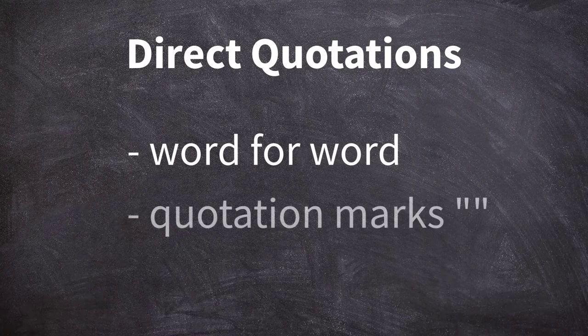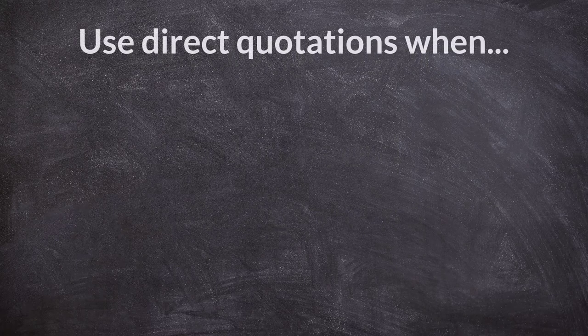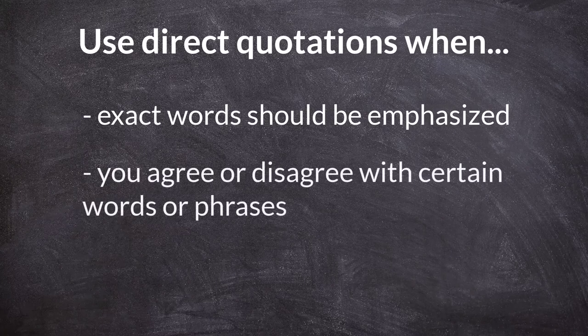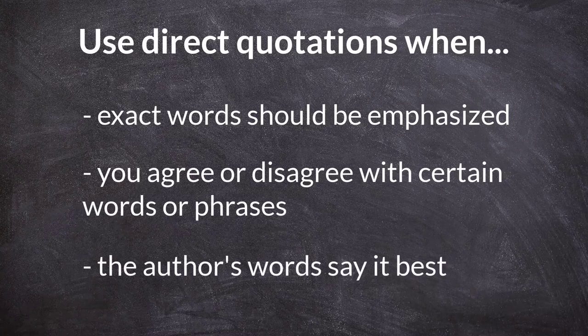Quotation marks are used so the reader knows what is taken from another source. When should you use a direct quote? Here are some examples. When an author's exact words are important to emphasize. When you are agreeing or disagreeing with specific words that need to be highlighted. When the original exactly captures what you want to convey to your audience.